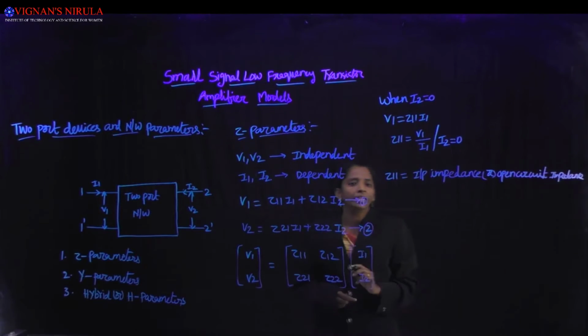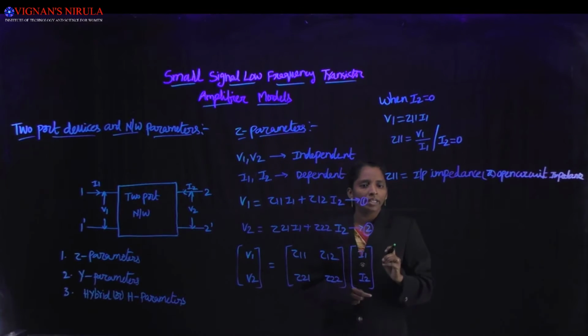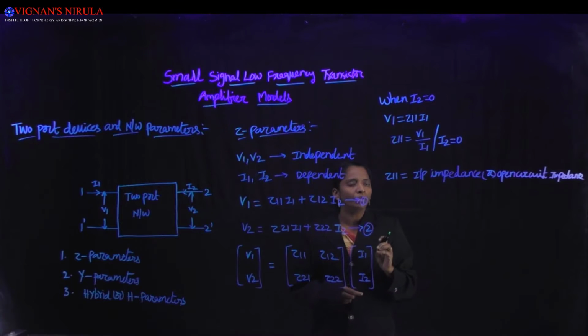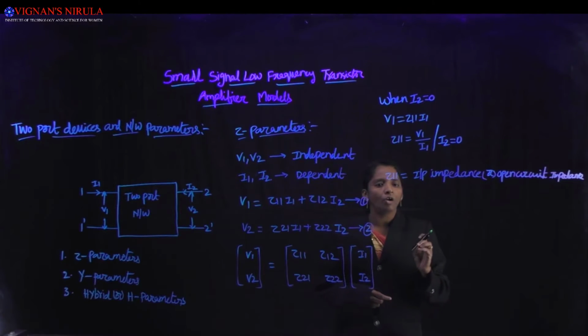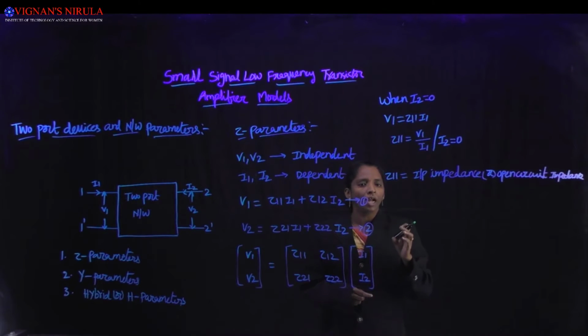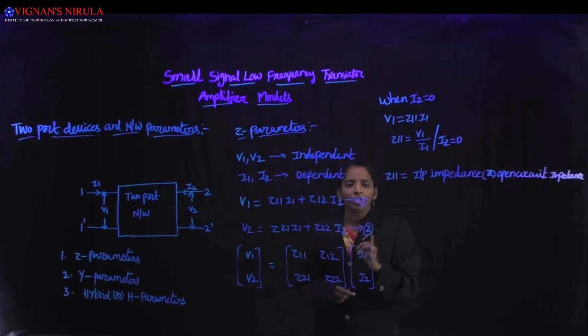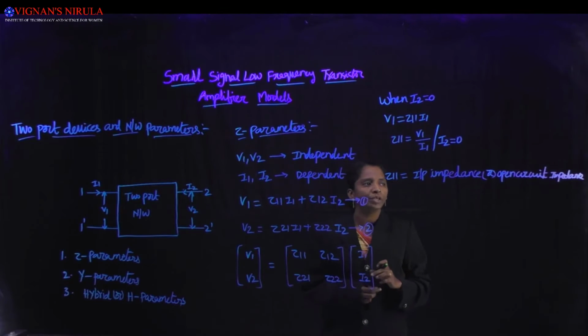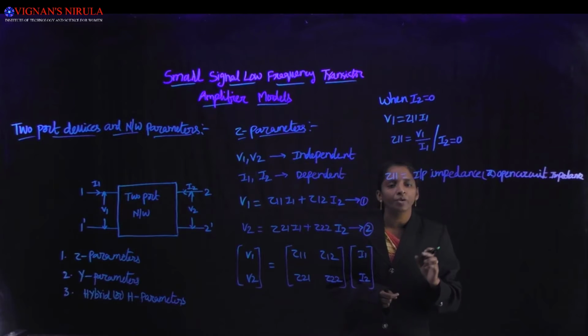Why are we saying it is open circuit impedance? Because to get the Z11 value, we are keeping the output current I2 at 0. I2 equal to 0 means we are opening the output terminal, and at that time we are getting the output current I2 as 0. So Z11 is the input impedance or open circuit impedance.